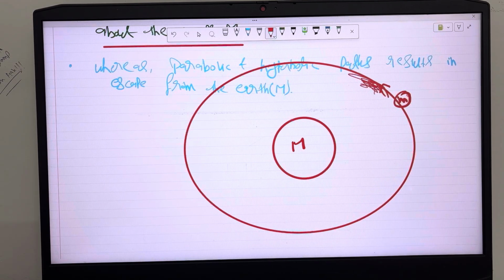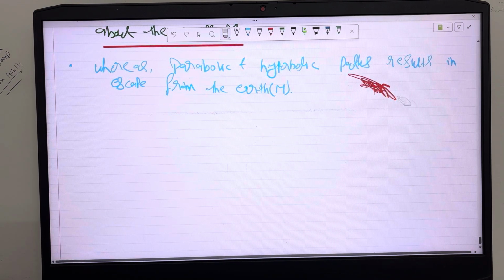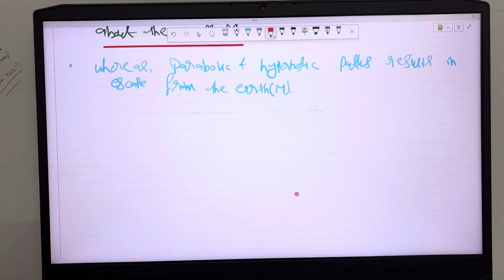But if you want to escape from this orbit, you have to take a path that is parabolic or hyperbolic. Understood? Fine. This is the main difference.